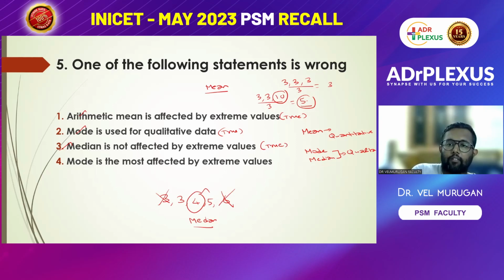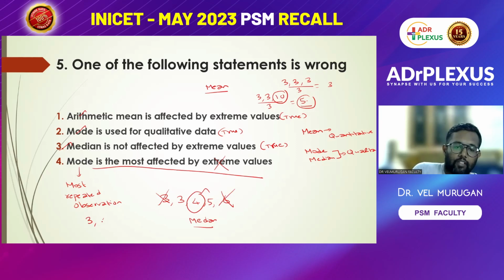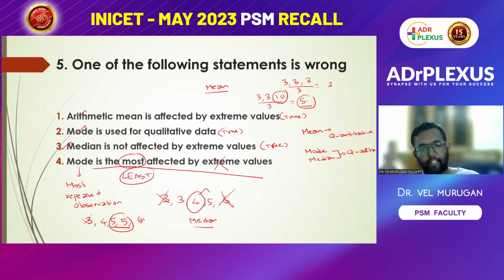Next statement. Mode is the most affected by extreme values. So this is false because mode is the most repeated observation. For example, if there are 5 babies born in a hospital and their weights are 3, 4, 5, 5, 6, here 5 is repeated 2 times. That is the most repeated value. It is not affected by the extreme values. So mode is the least affected. It is not the most affected. Mode is the least affected by the extreme values.